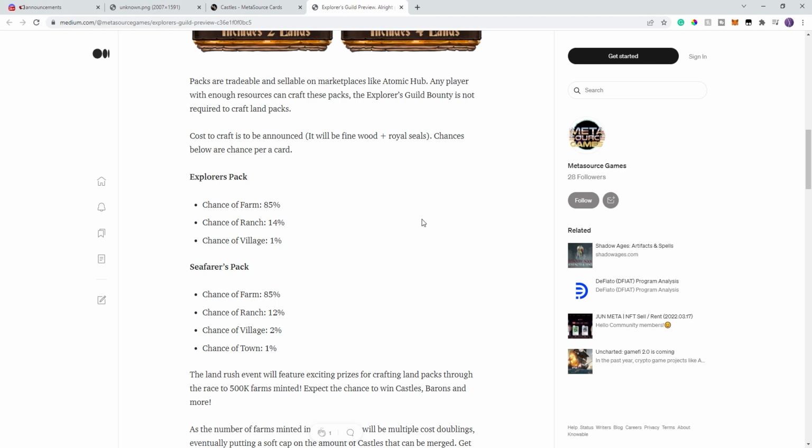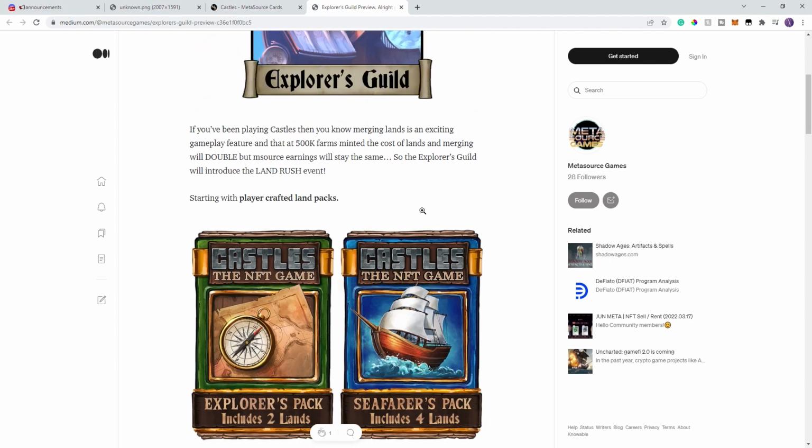And if you combine this with a Baron, which I still have to get, I'm trying to get it, it's just they're expensive right now. So I'm really hoping to get a Baron here soon for the April 1st sale. But if you combine the Baron with these Explorer packs, you're just stacking and stacking and stacking the lands, which also stacks the MetaSource. And their goal, scrolling back up, is they want to have minted, as part of this land rush, 500,000 farms.